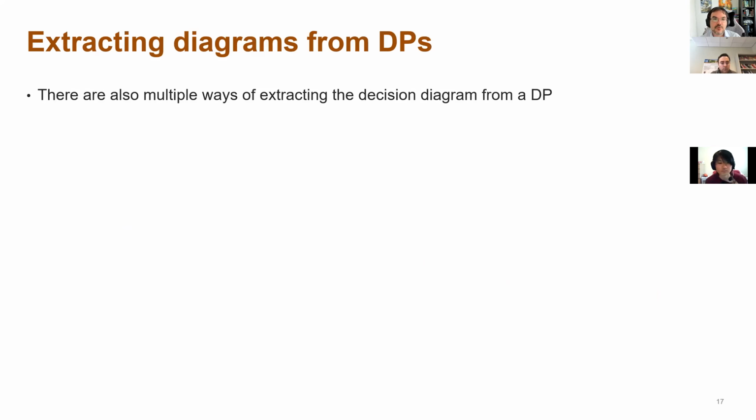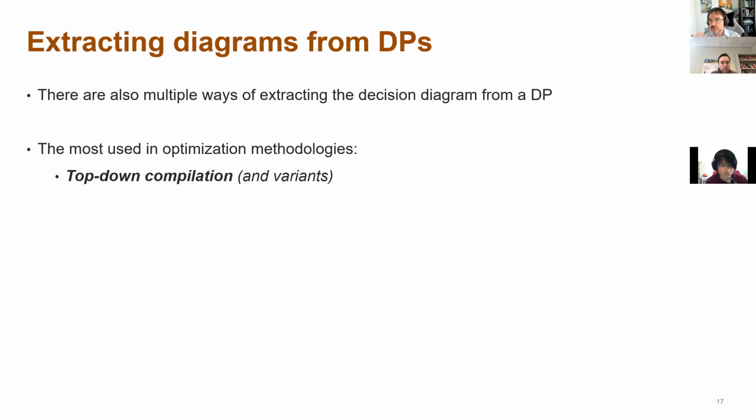So what is a decision diagram for the dynamic programming model? There are many ways, if you give me that Bellman equation, to build the decision diagram. The most used way is called top-down compilation and its variants, which I'm going to show here. The other way is called incremental refinement, where we build decision diagrams by separating one state at a time. But here we're just going to go through top-down compilation. If you need more references to other ways, let us know and we'll send you the references.